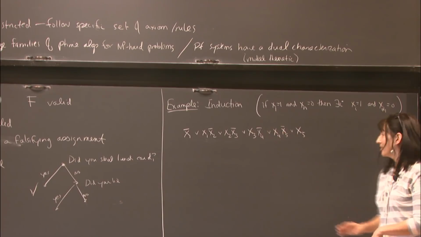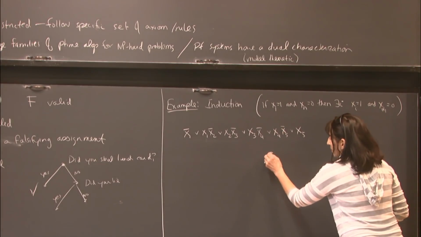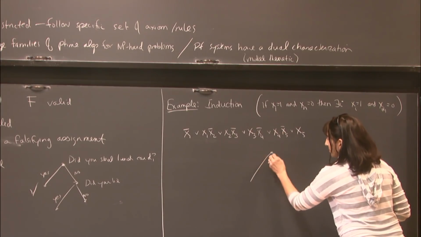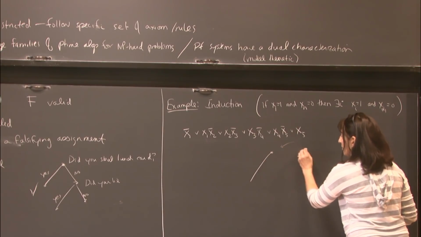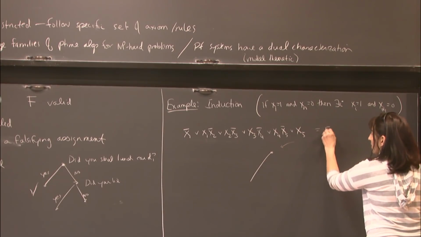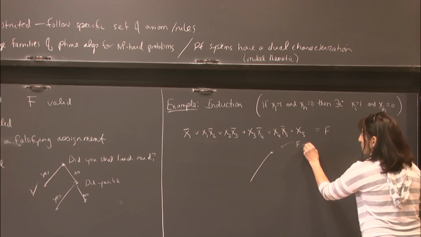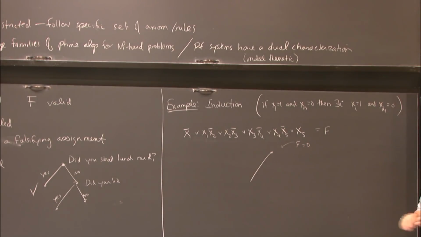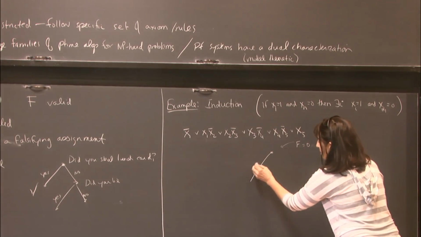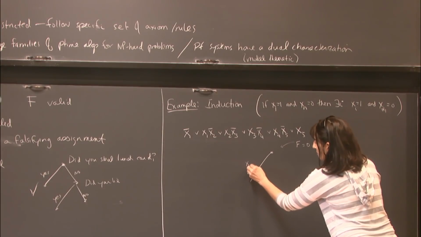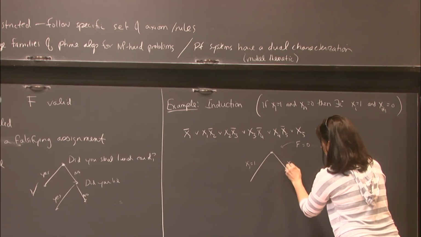So first we'd query x1, and you start off knowing, or assuming, that f is 0. Here we query x1. Here's x1 equals 1, x1 equals 0.